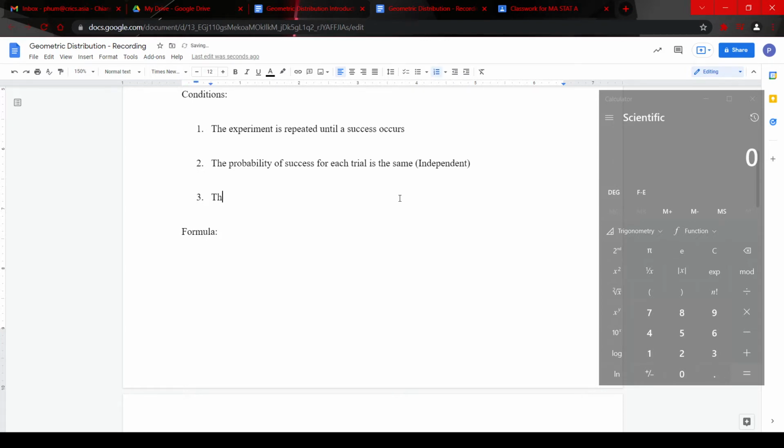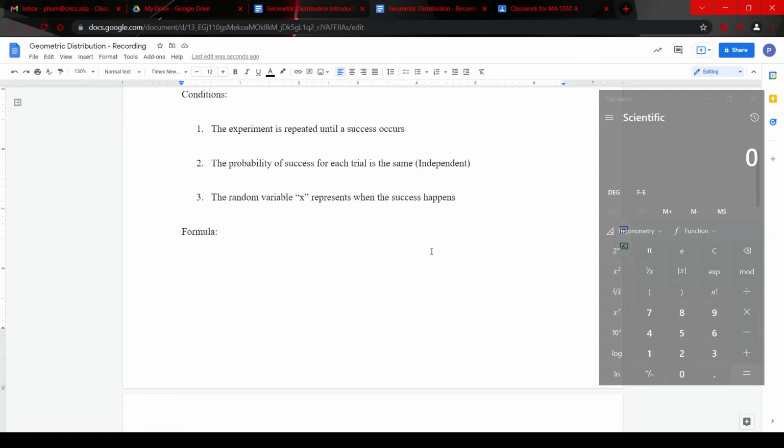The third condition is the random variable x represents when the success happens. In this case, let's say again with the coin flip example, if I succeed on my first try, then x would be equal to 1. If I succeed on my 10th trial, then x would be equal to 10, and so on.